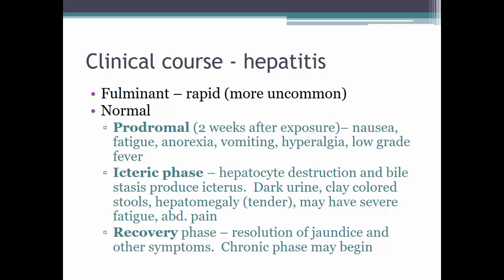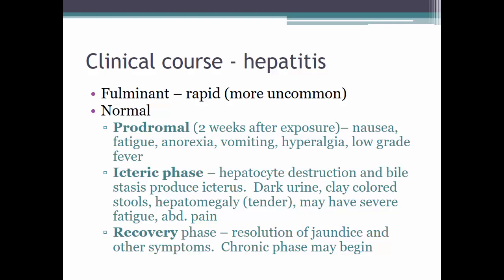So as I mentioned, there's a normal prodrome of 2 weeks after exposure. Patients would have non-specific symptoms. They include profound anorexia, malaise, nausea, and vomiting. Sometimes patients that smoke develop a new distaste for cigarettes, and often fever, right upper quadrant pain, urticaria, and even arthralgias. Then it goes to, after 3 to 10 days, an icteric phase.